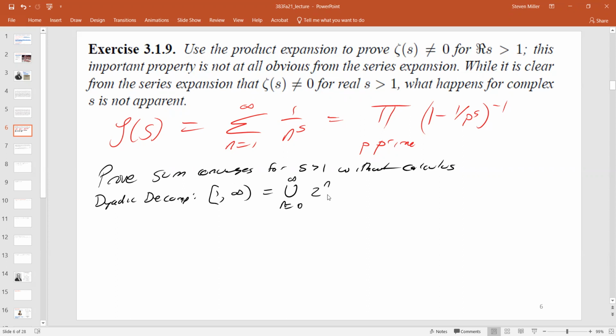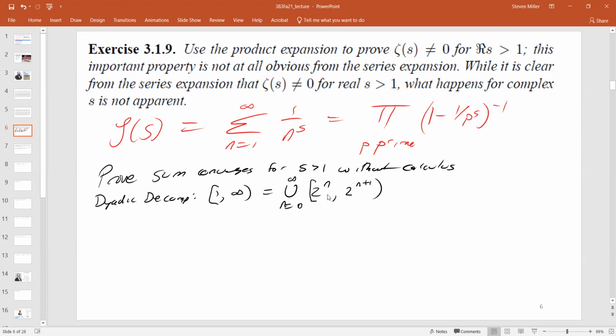The union over n from 0 to infinity of the intervals from 2 to the n to 2 to the n plus 1. So we just break the integers up. Essentially, each block is twice the previous in terms of number of points. Why is this good? Well, if I look at the function 1 over n to the s, it doesn't really change that much from the left endpoint to the right endpoint. I can get upper and lower bounds very easily, because how much is it going to change by? So what's the maximum change on the interval 2 to the n to 2 to the n plus 1?